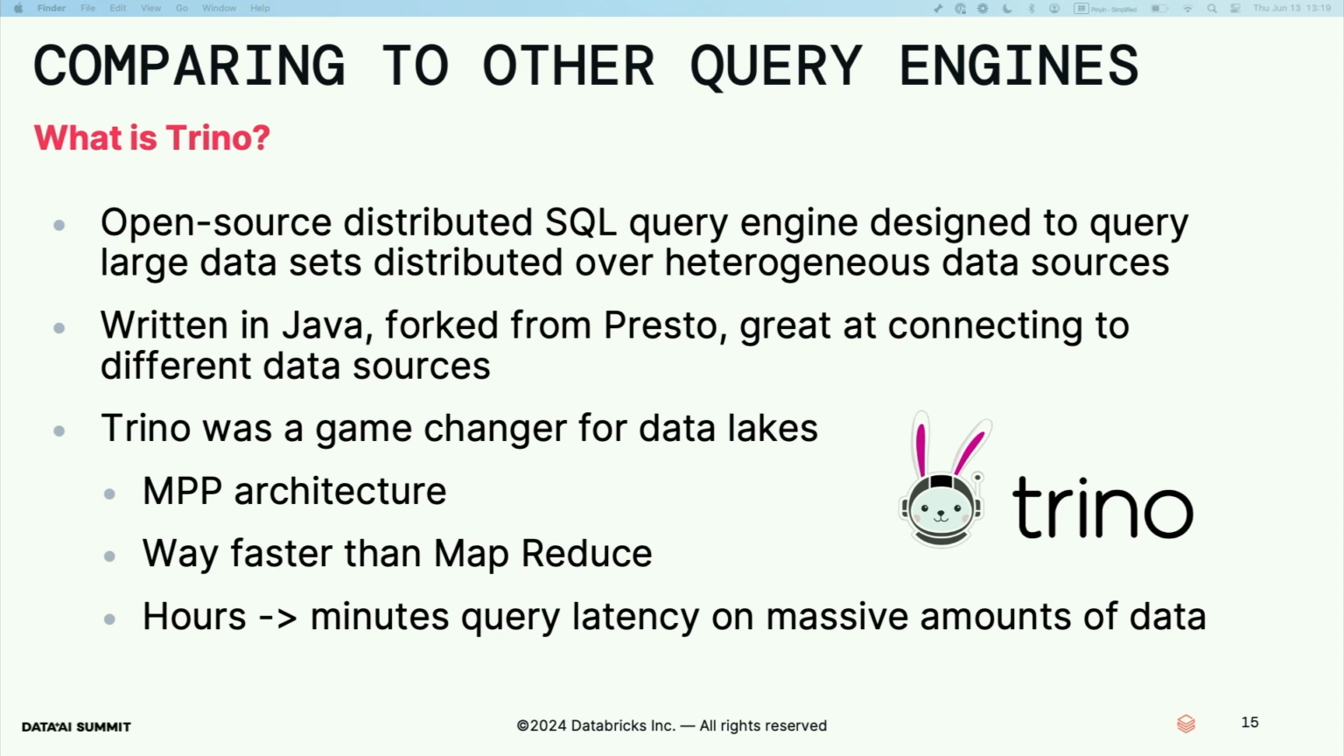Trino is a fantastic query engine for what it's really good at. It has an MPP architecture. It runs everything in memory. It's so much better than MapReduce. It brought the query latency from hours to minutes, right? And what I know Trino for is great connectors.